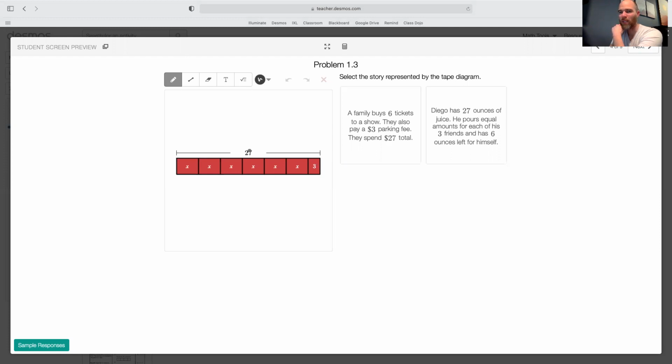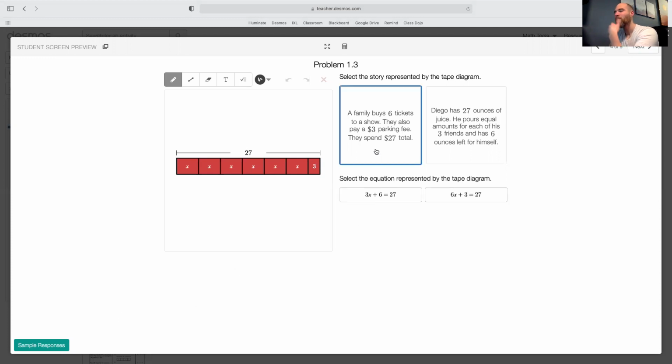And they spend a total of $27. So that 27 is on top. All right, so I think that's pretty clear. I think we got to go with this one. So we select the equation that matches it. All right, so I'm going to go through this a little faster than I did last time because you've seen this once before. I have 6 x's in this tape diagram. We write that as just 6x. And then I've got plus 3 there at the end, 27 on the top, so equals 27. Boom, 6x plus 3 equals 27. So they're just switching the 6 and the 3 on us here, because last time it was 3x plus 6.